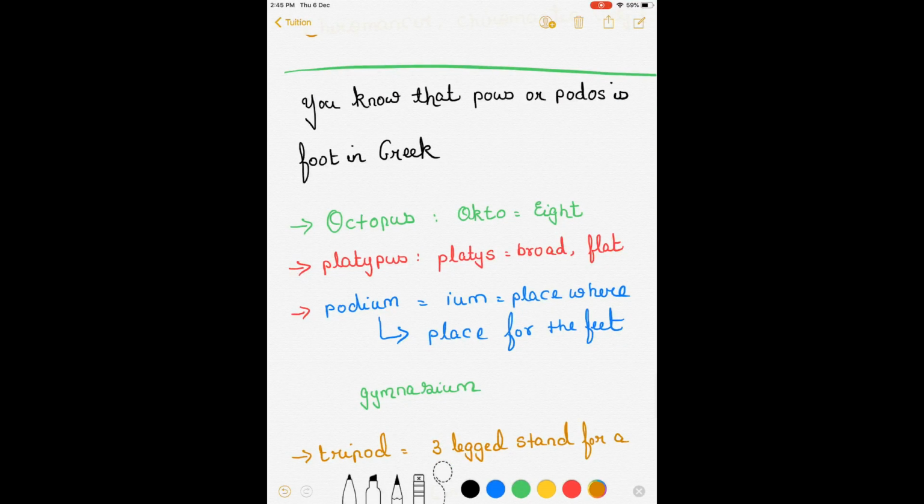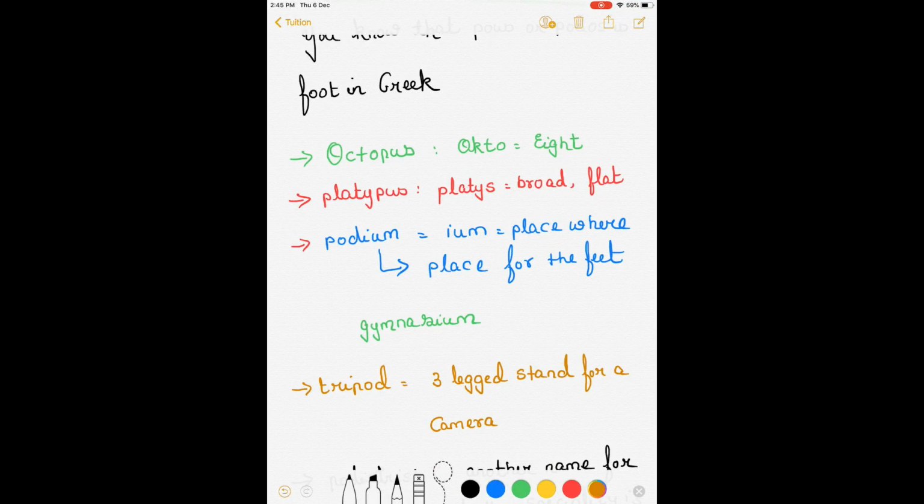You know that pos or podos is foot in Greek. So now let's understand. Octo in Greek means 8 and pus is foot. So octopus means 8 foot, an animal with 8 feet. Platypus. Platys means broad or flat, and this platypus is a water mammal, and it lays eggs. It has flat feet, and that's the name platypus.